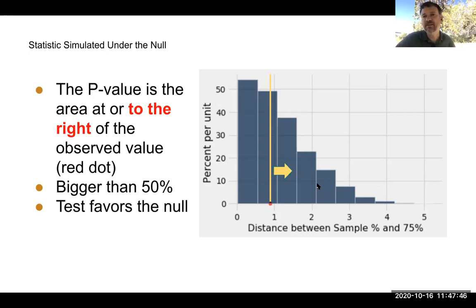That's a really large p-value. It's not below, for instance, a 5% cutoff. So we would not reject the null hypothesis. And the conclusion we draw is the data is consistent with the null hypothesis. I can't reject the null. This null hypothesis could be true.